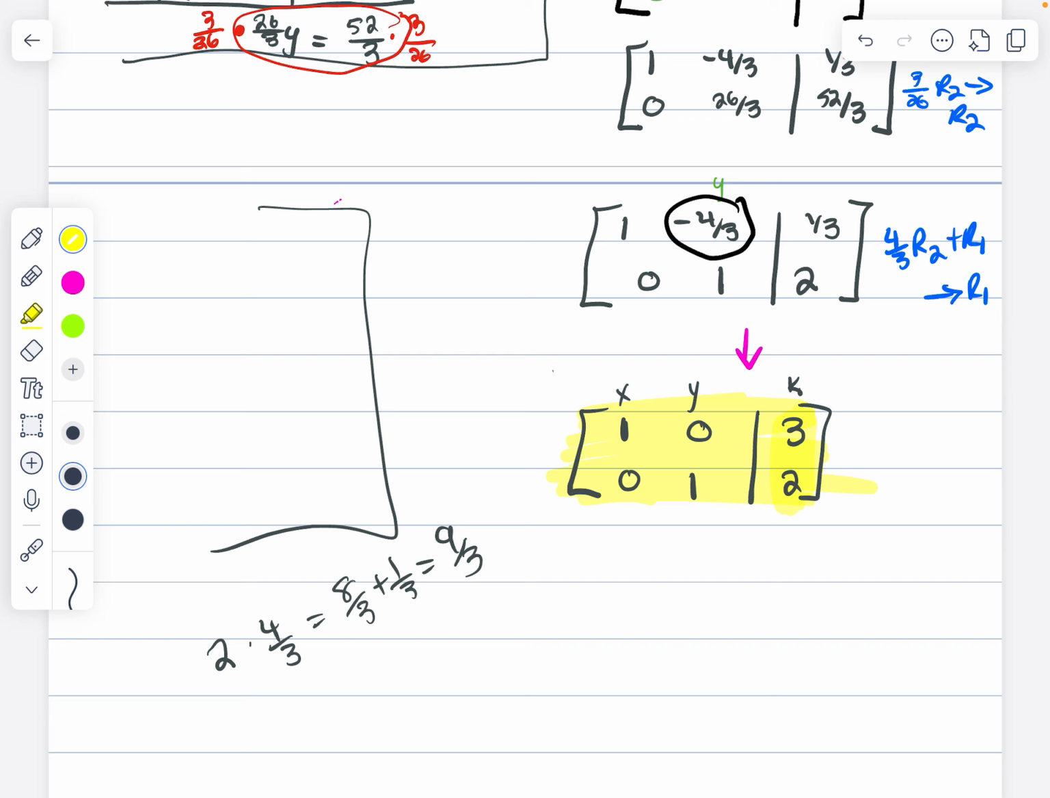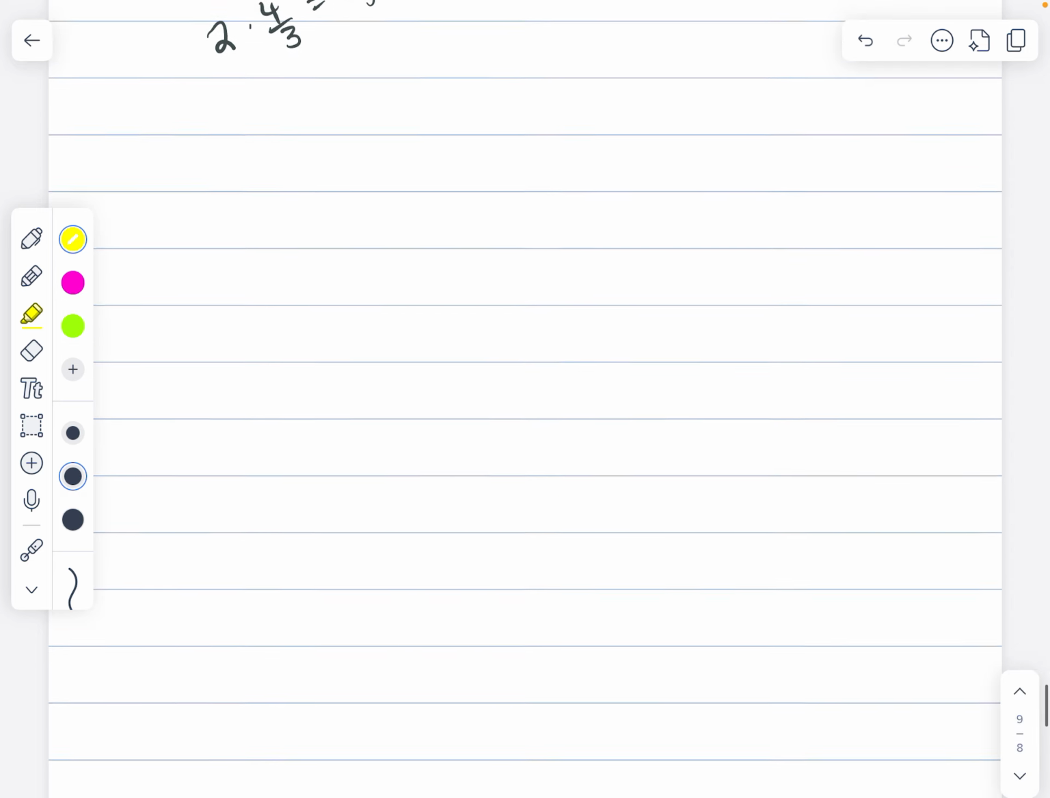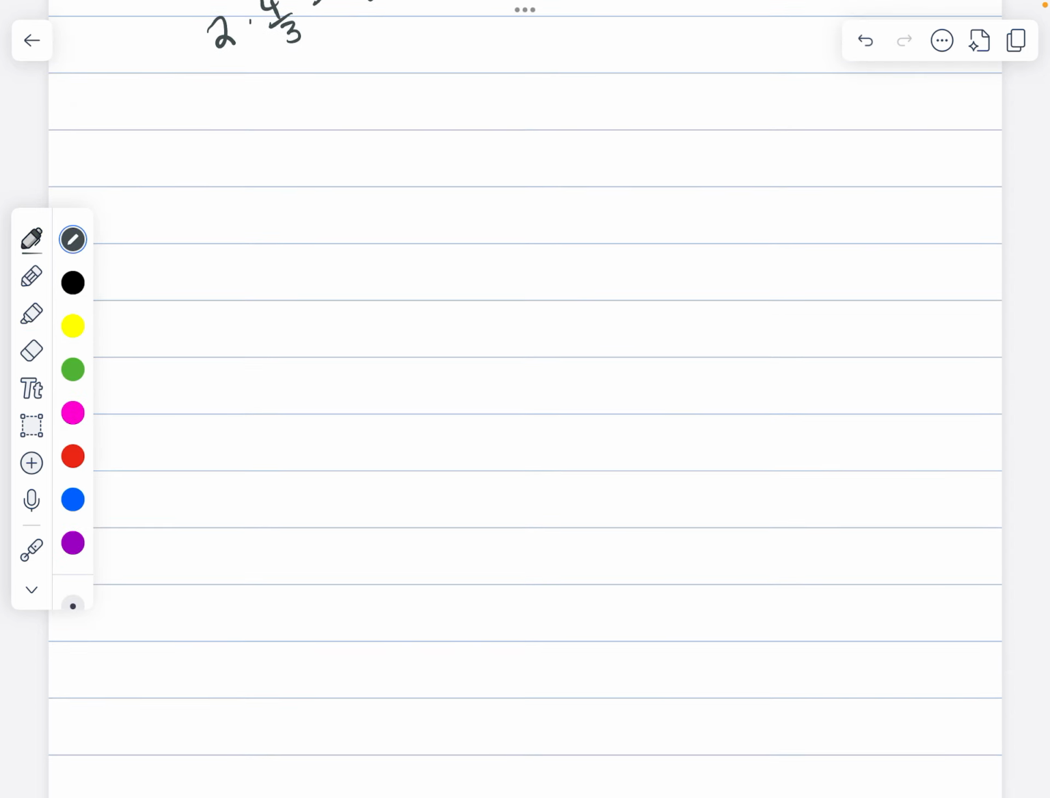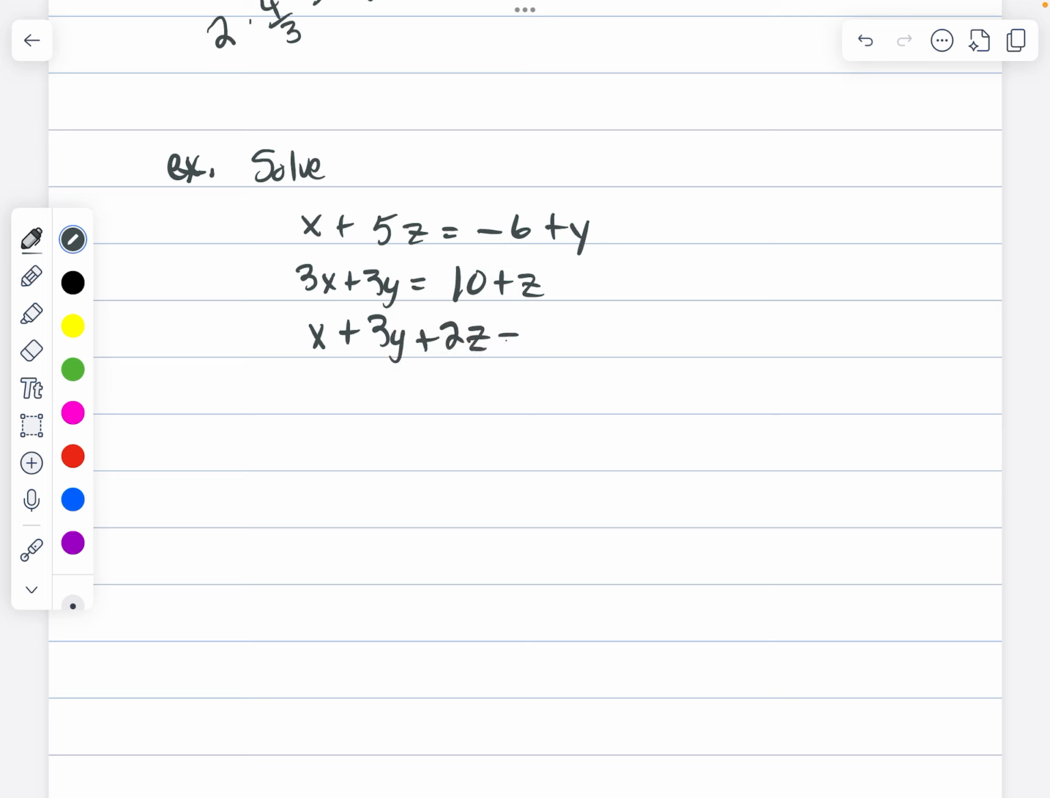All right, so of course there are more examples that we can utilize and complete. For instance, let's say we want to use Gauss-Jordan to solve this big system of x plus 5z is equal to negative 6 plus y. And then we have 3x plus 3y equals 10 plus z. And then x plus 3y plus 2z equals 5. Doesn't that look amiss?